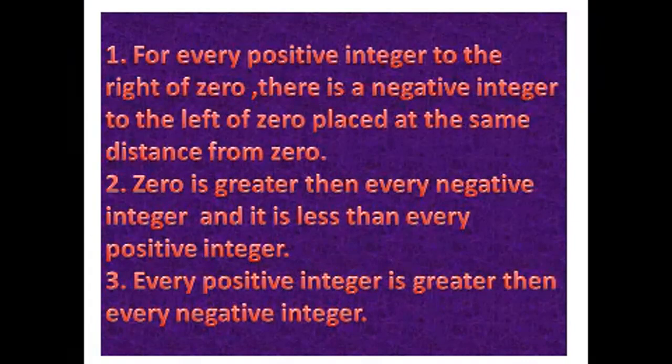So it is clear that for every positive integer to the right of 0, there is a negative integer to the left of 0, placed at the same distance from 0. 0 is greater than every negative integer. You have to remember that 0 is always greater than every negative integer and it is less than every positive integer. Next, every positive integer is greater than every negative integer. These are the important points of how to order integers.